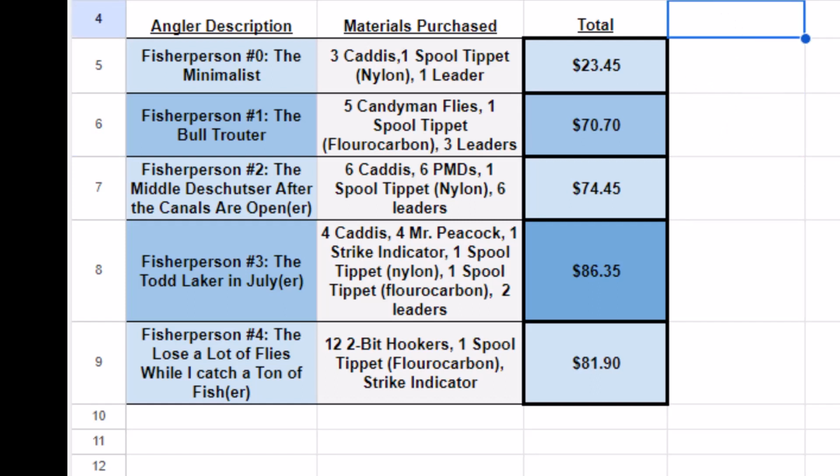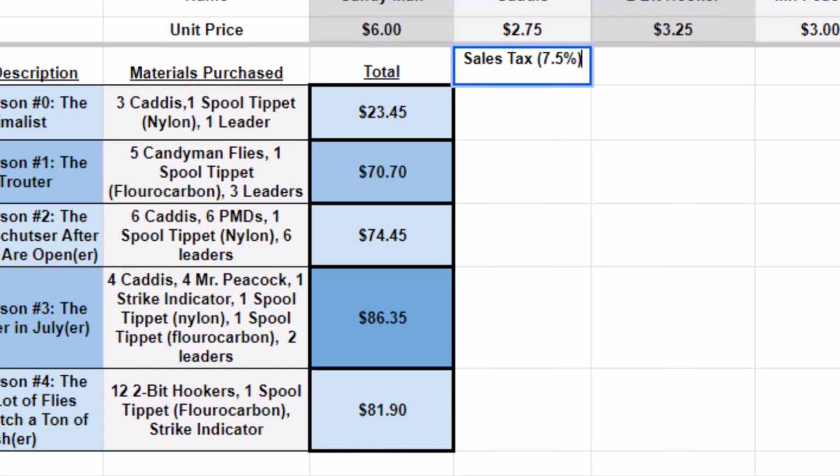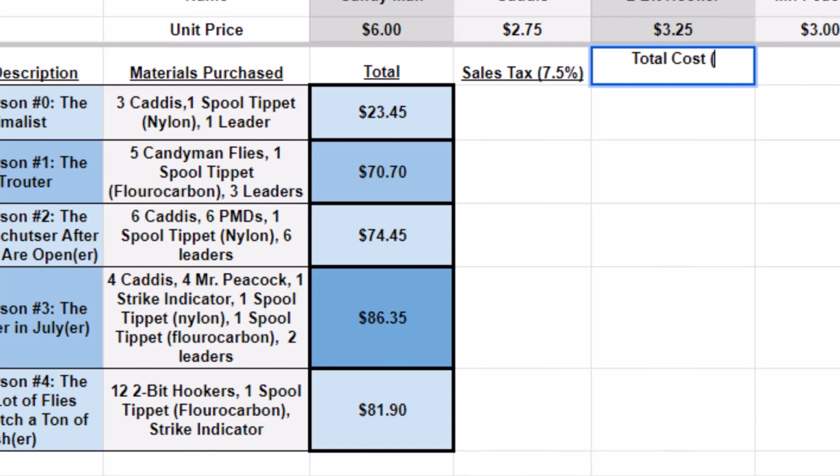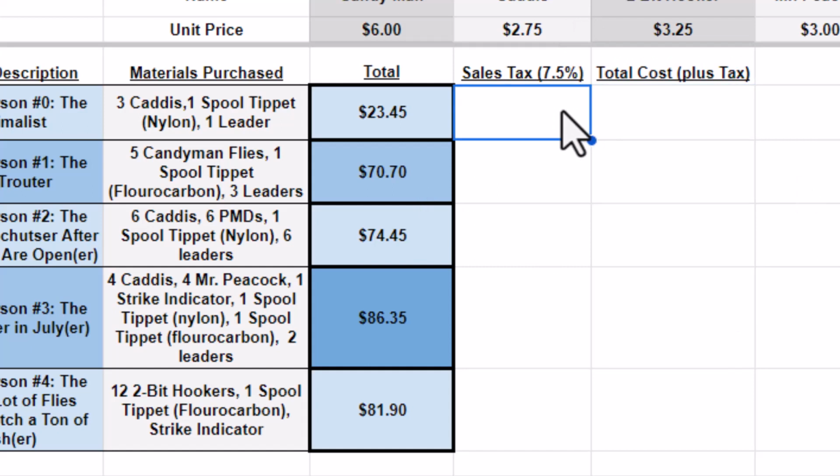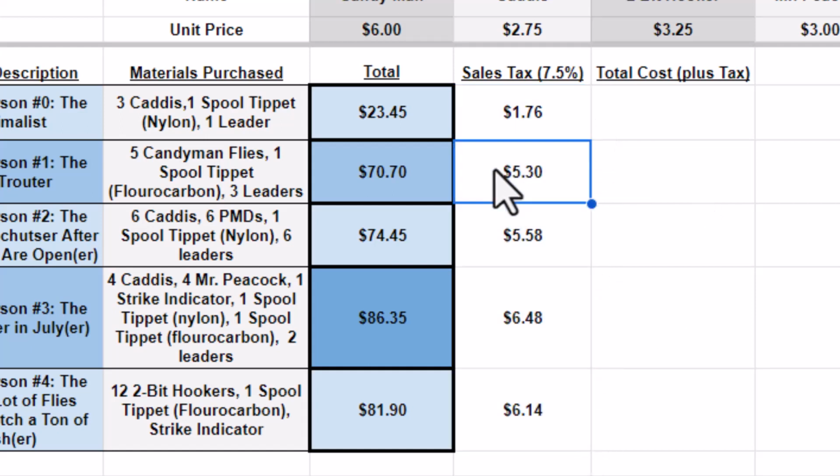All right, so now we are going to add sales tax, and I think we're using Cali's tax at 7.5%. And then we're going to do a total cost plus tax. I think that's what I had you type in there. Okay, so the sales tax, this is going to be a nice formula that we can drag down when we're done. We're going to take the total, and we are going to multiply it by 0.075. That is 7.5% as a decimal. So that is going to be $1.76. And if you're feeling saucy, you can drag that all the way down. And those are the sales taxes for each of the subtotals.